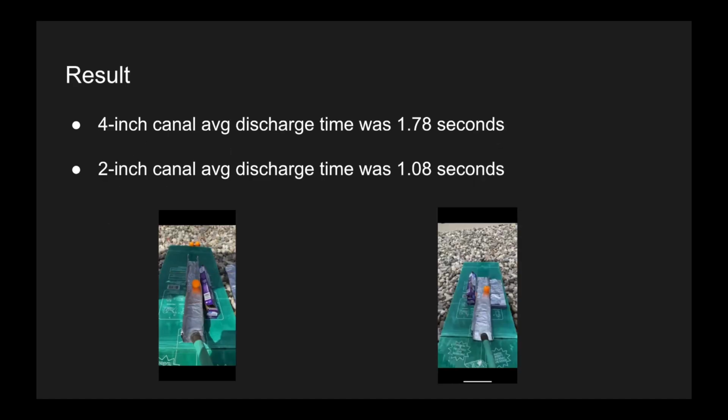Results. With the 4 inch canal, the average discharge time was 1.78 seconds. With the 2 inch canal, the average discharge time was 1.8 seconds. As you can see, the smaller the canal width was, the faster the items were going through. That was our results. We have two photos of the canals. It's kind of hard to tell because they're tiny, but I'm pretty sure that's the 4 inch canal, and that was the 2 inch canal. So the smaller the width of the canal, the faster the items are going to go through.